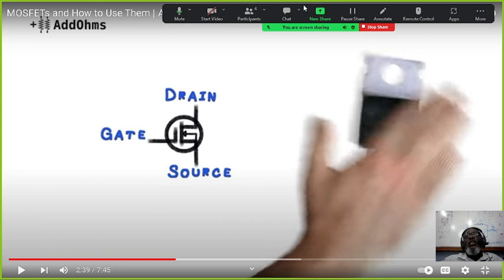But for the BJT, to control the current between the emitter and the collector, what do you use at the base to control it? Current.